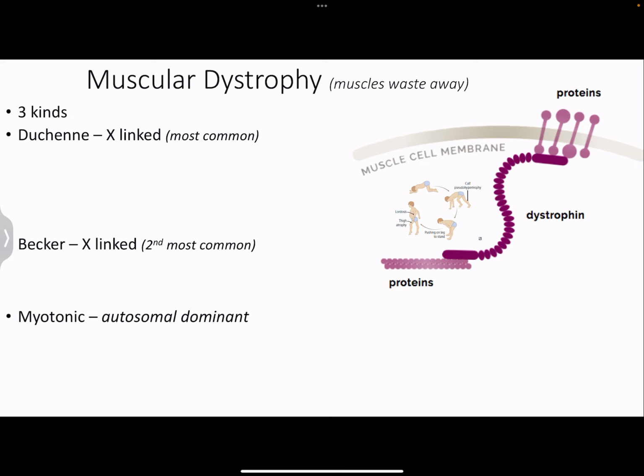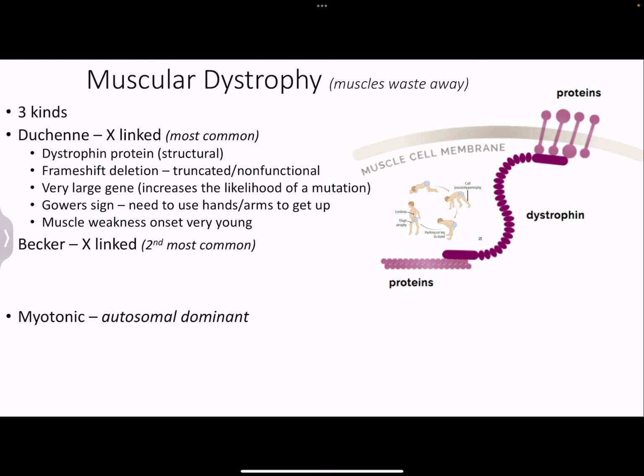Muscular dystrophy. So dystrophy just means that the muscles are going to waste away. So we have three different kinds: Duchenne's, Becker's, and myotonic muscular dystrophy. Becker and Duchenne, notice they're going to be more similar. They're both X-linked, and the myotonic is actually quite different, autosomal.